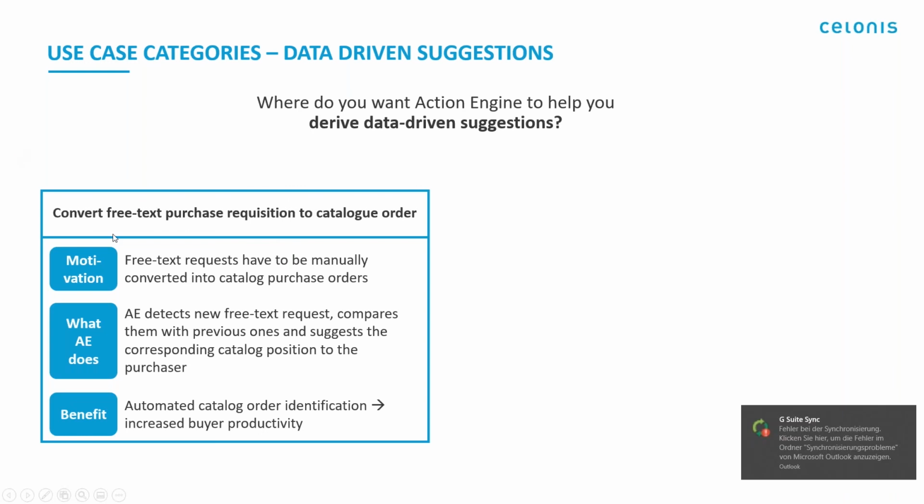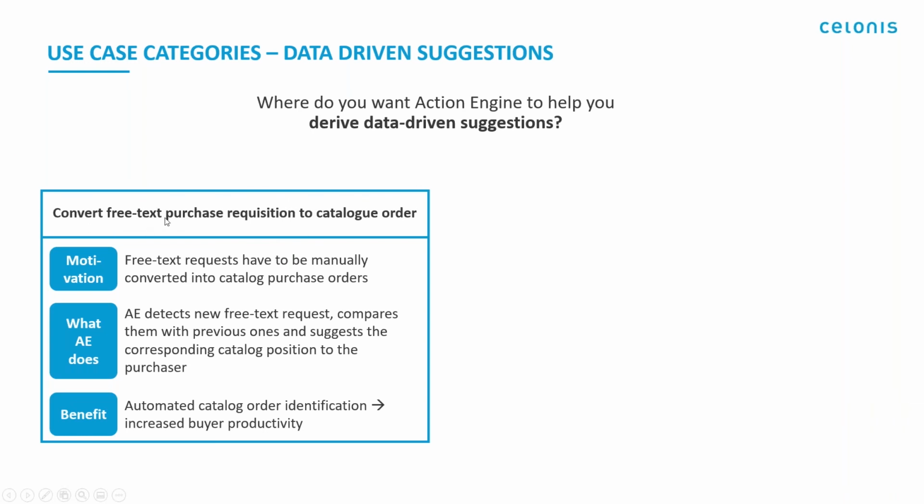So one example that we've implemented at a large customer is about converting free text purchase requisitions to catalog orders. This customer had the difficulty to handle hundreds and hundreds of free text purchase requisitions a day. And what we did is we implemented a skill suggesting suitable vendors for these free text purchase requisitions to help them save time in analyzing the free text orders and finding out the vendor themselves.